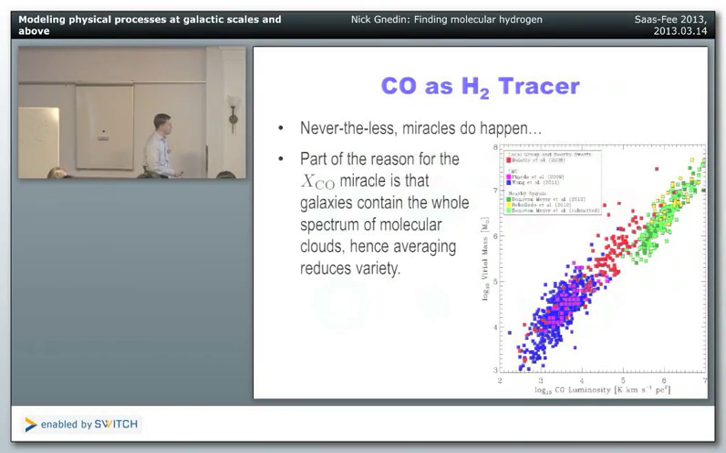One of the reasons probably is that in each individual molecular cloud, there may be a wide variation between how much CO emits and how much molecular hydrogen you have. But when you average over the whole galaxy, you reduce this difference. So that may be part of the story.